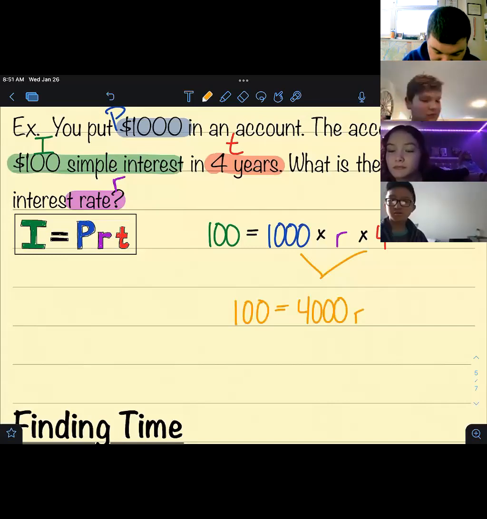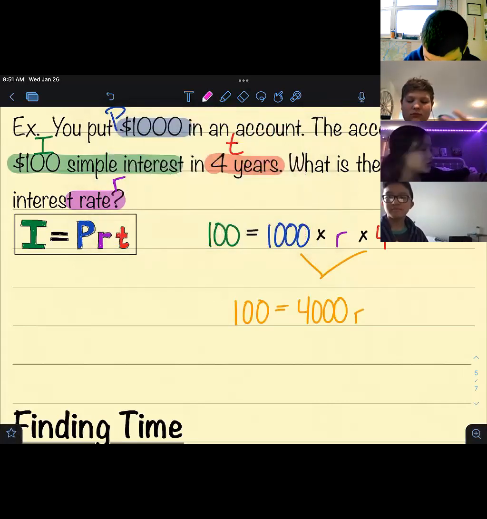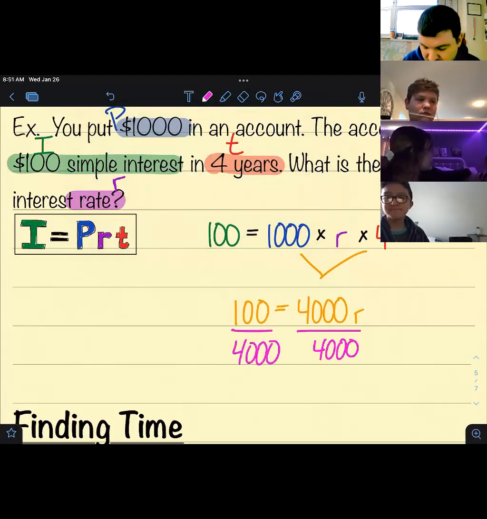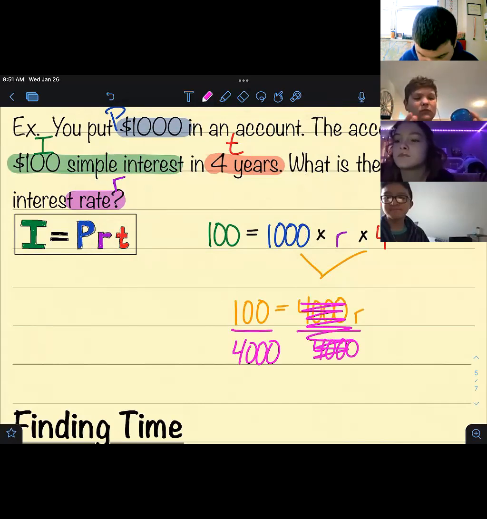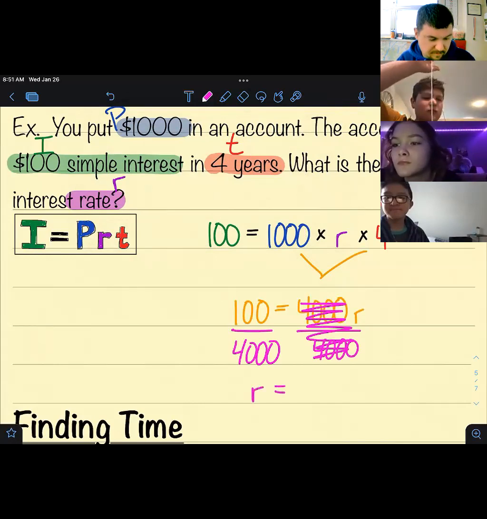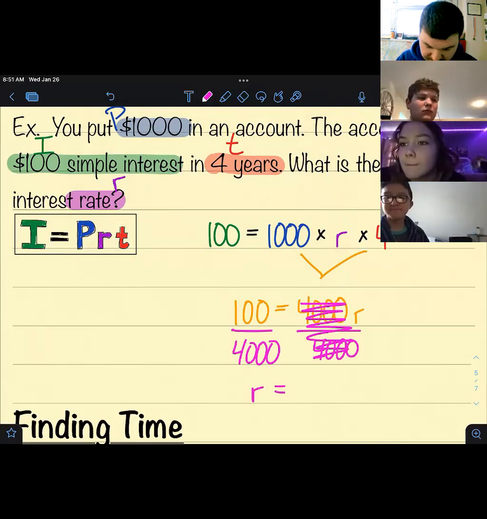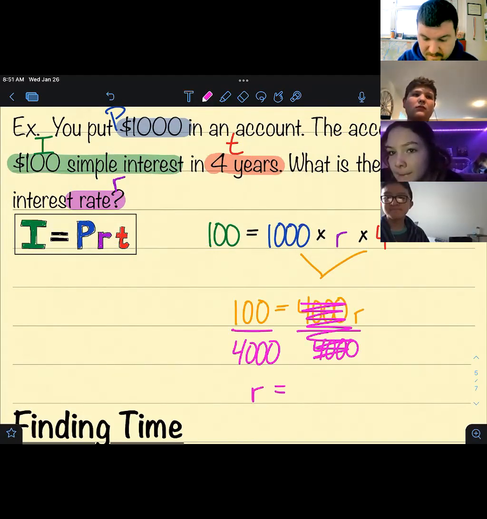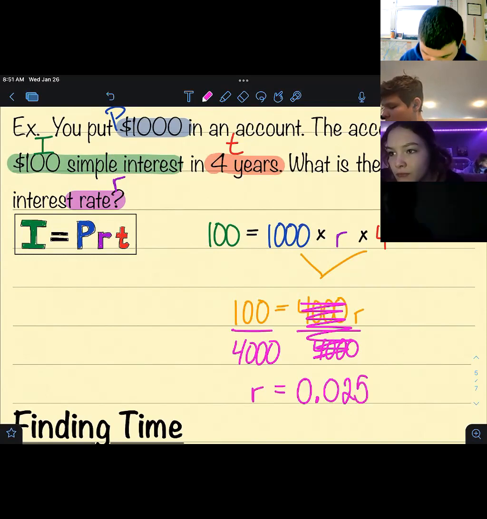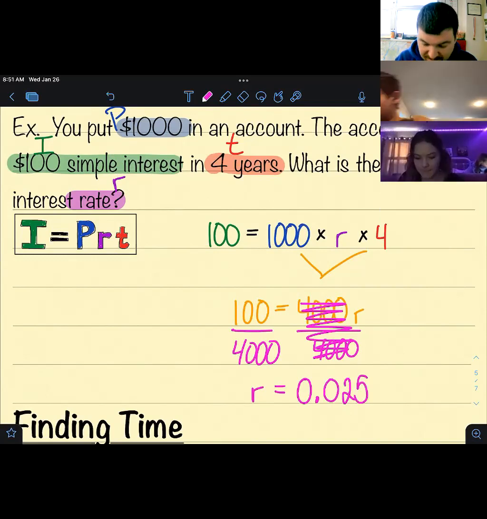Divide. Divide by what? Divide by 4,000. Yeah, divide by 4,000. And the reason we're dividing by 4,000 is because if we want to get r by itself, we have to remove the 4,000. So whatever number you're trying to get rid of, that's the number you've got to divide by. And that's going to give us r equals 100 divided by 4,000. And again, I'm using my calculator, so please make sure you have access to one, or at least use your iPad calculator. 100 divided by 4,000 is going to give us 0.025.